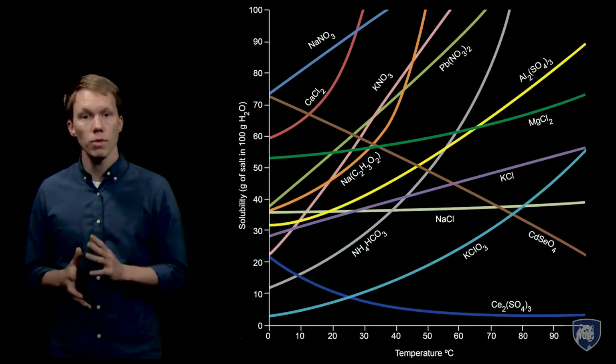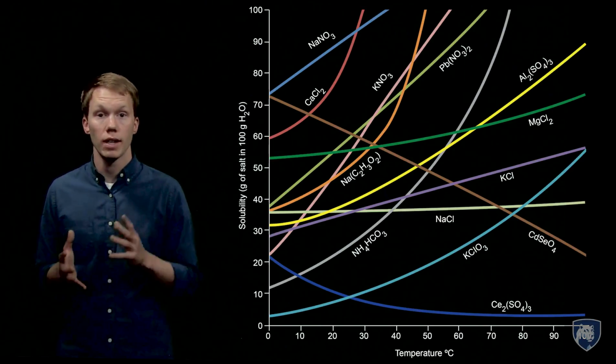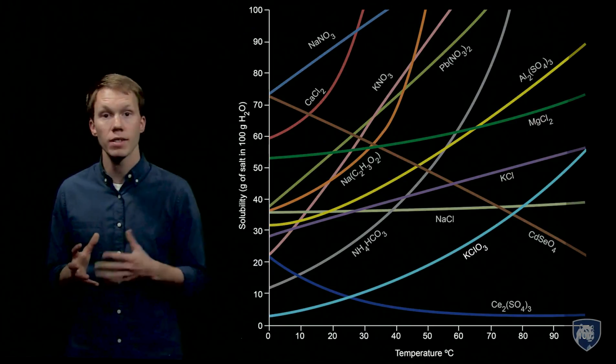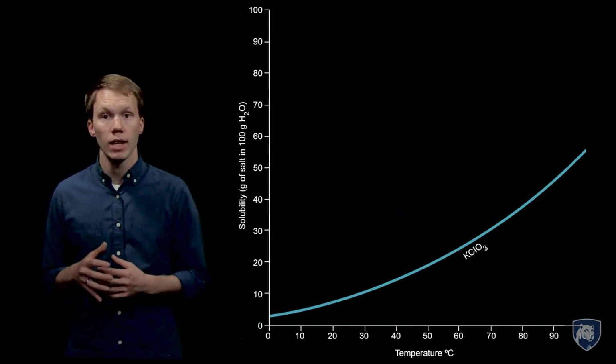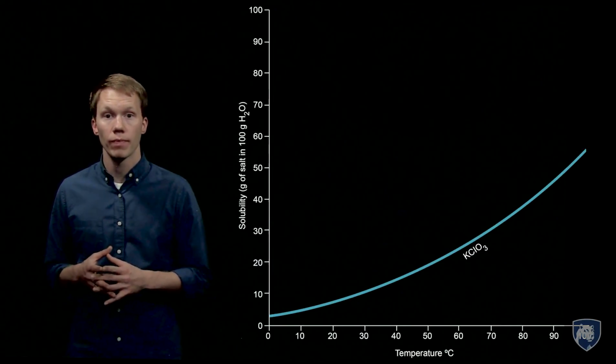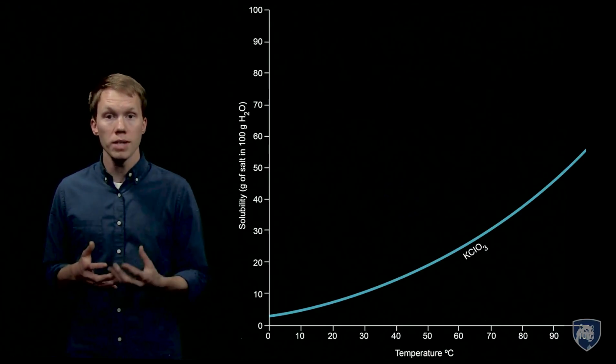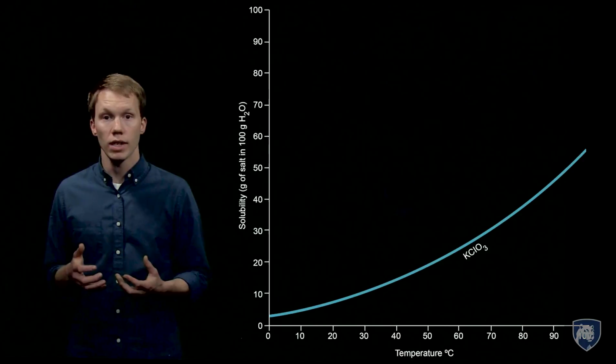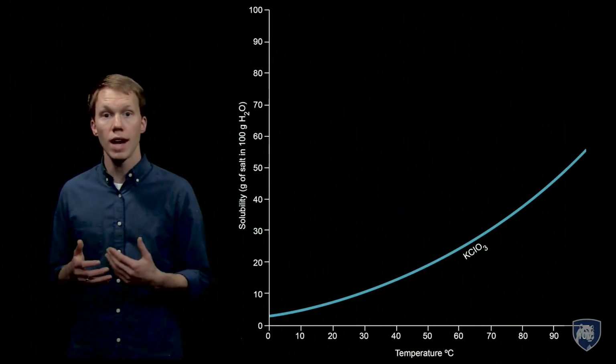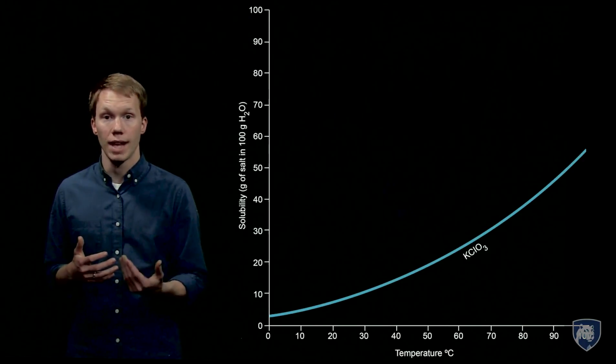Let's say that I want to prepare an unsaturated solution of potassium chlorate, KClO3. Can you find that curve on the plot? If I want to prepare an unsaturated solution of this at room temperature, which is 25 degrees Celsius, I can read this chart to find the solubility limit at that temperature.